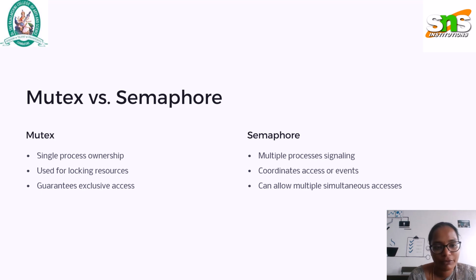Next, mutex and semaphores. Mainly, mutex is for a single process. Only one person can access it. Here we have a lock. If one person is using it, that particular resource is locked. After he completes the particular task, he can release it. So the access is guaranteed in mutex. In semaphore, multiple process signaling happens. Multiple people are accessing different resources at multiple simultaneous times. So it can be used to access a process or an event.